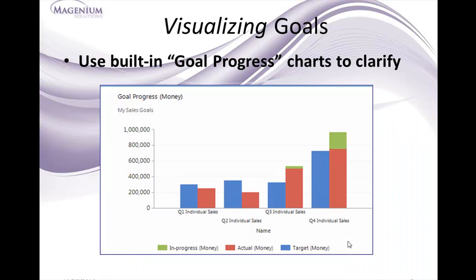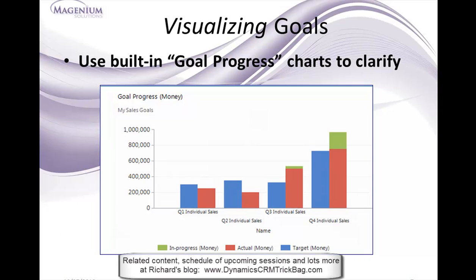Now, again, I'll show you some demos of this in a second. You'll see how this stuff works. I think it'll be clear when we look at it. For me, it helped to visualize these things by looking at this. There's a built-in chart that comes with the goal record type in Dynamics CRM 2011. It's referred to as goal progress, and this is the goal progress money variety for goals that are based on a currency field.